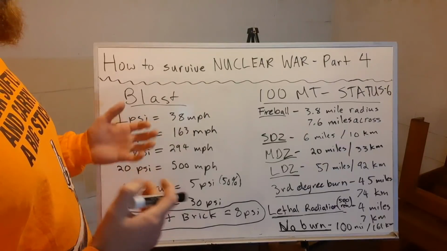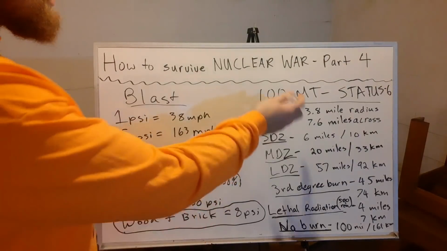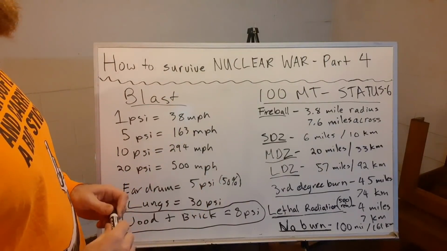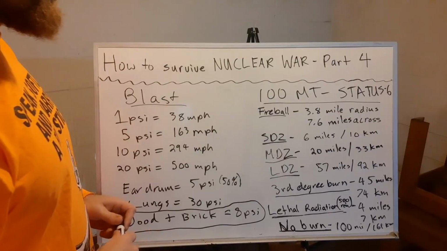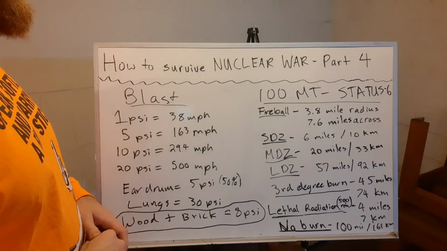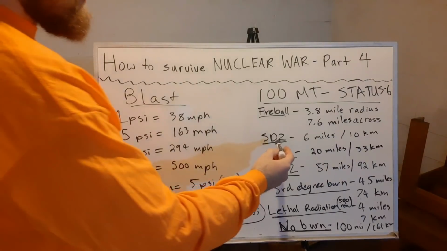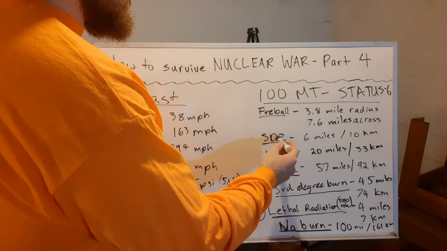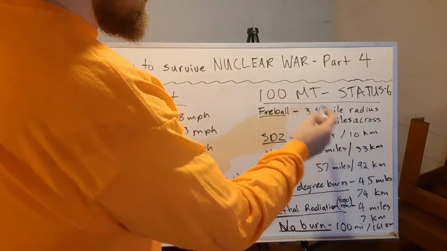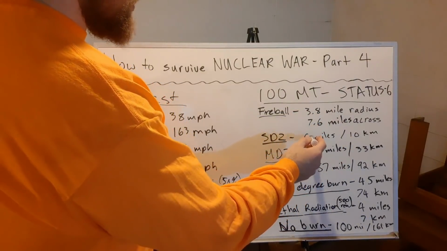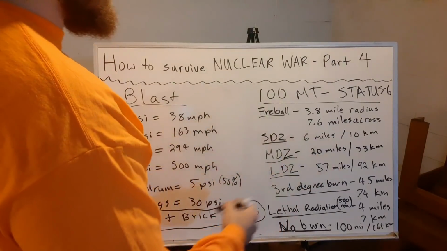That's almost the entire island of Manhattan. If they detonated the Status 6 right outside of the Statue of Liberty, the whole island of Manhattan would be completely destroyed. It would turn into a big fireball, and everything inside of it would be vaporized. Then your SDZ, your severe damage zone, would be 6 miles or 10 kilometers from the detonation point, or 12 miles across or 20 kilometers across from one side of the SDZ to the other.